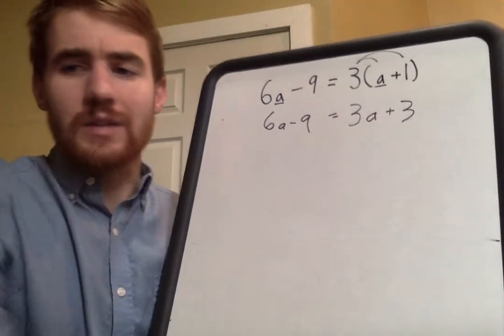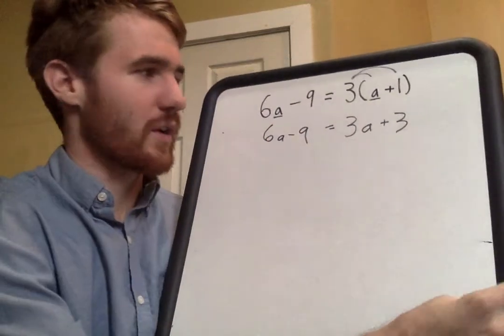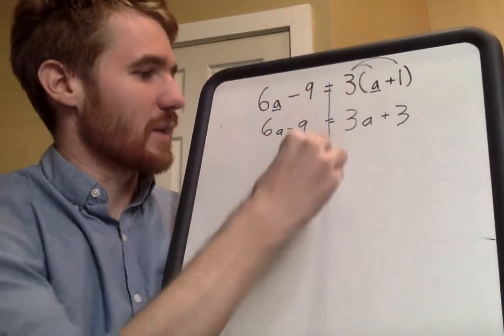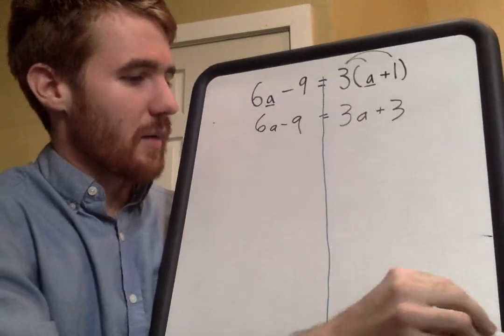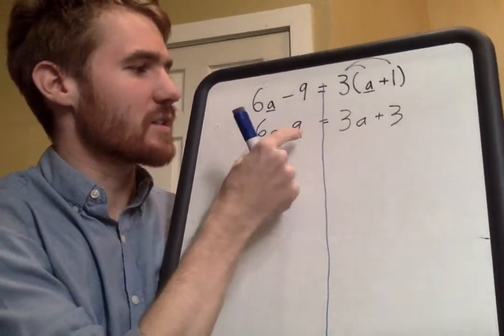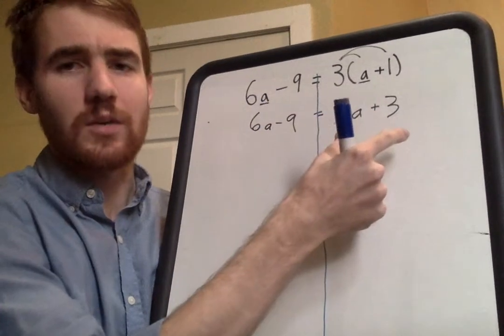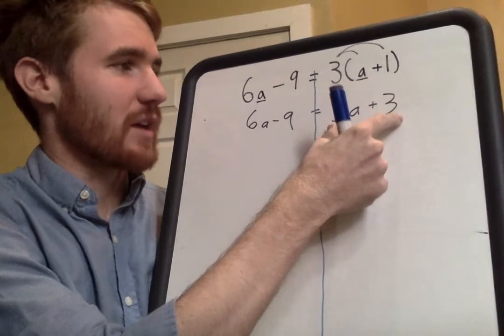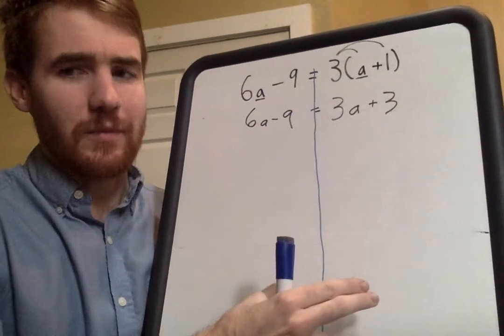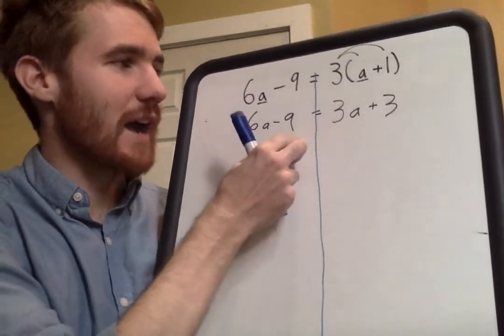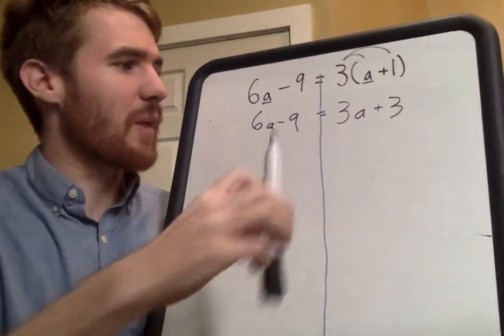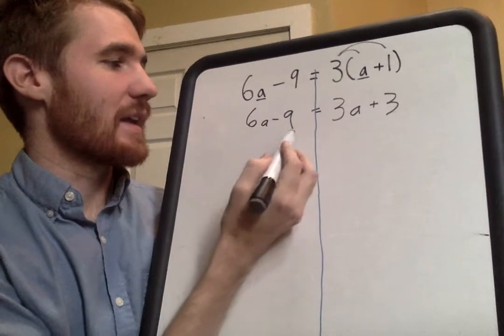Now one thing I always like to do when I'm solving equations, before I get too far in, is to draw a line where the equal sign is. Because whenever we're solving equations, what is on both sides of this line should be equal. This 6a minus 9 is equal to 3a plus 3. And that should be true every step of the way. So if we ever do one thing to this side, we need to do the same exact thing to this side.